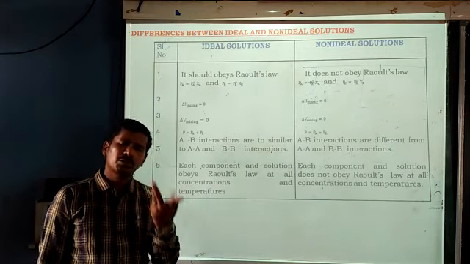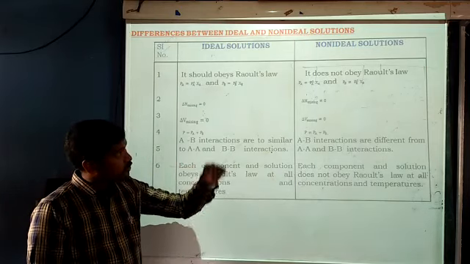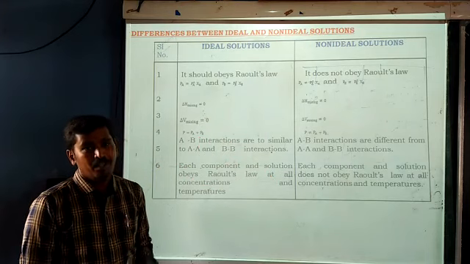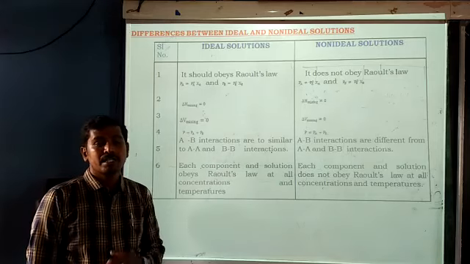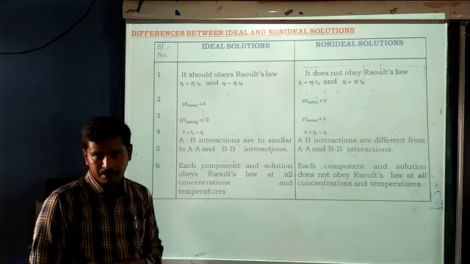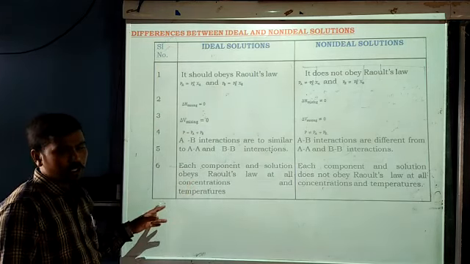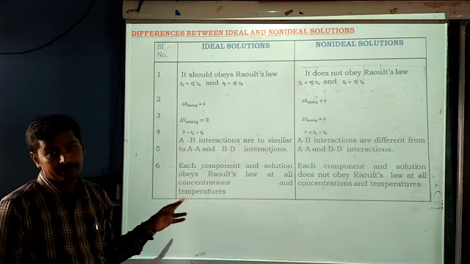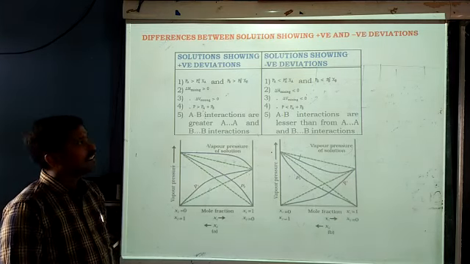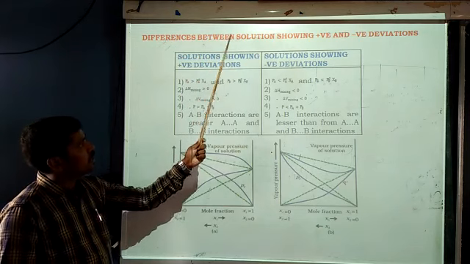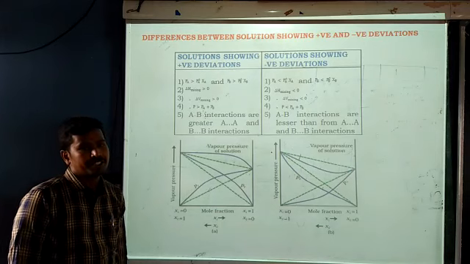In addition to this, we can give a number of examples. Dilute solutions are ideal solutions. Concentrated solutions are non-ideal solutions. And in ideal solutions, particles have the same size and same shape. Did you get what I'm telling? So this is all about it, but you should know these 6 points. Once again, these are very, very important. Come to the next one: differences between non-ideal solutions showing positive and negative deviations.